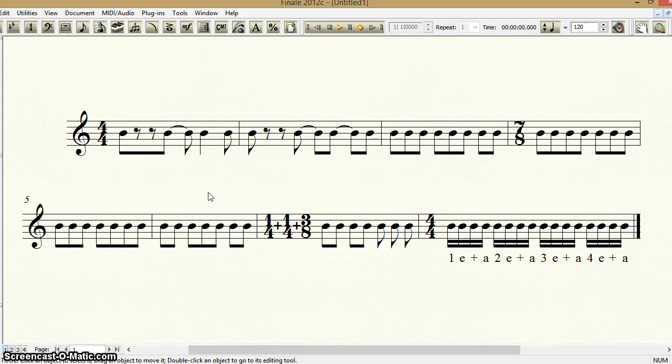How do I count this? How do I write this out? There's a little bit more interpretation to it. You do what makes sense to you.